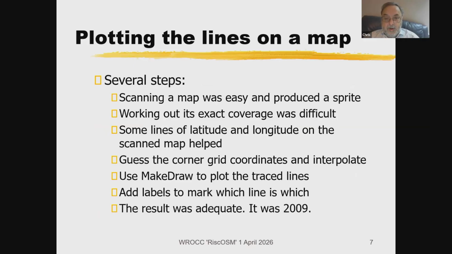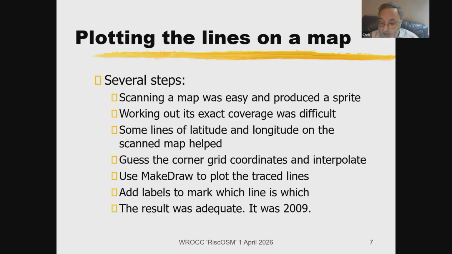So scanning these less detailed maps was easy, and I got a sprite that was dead easy. But working out where a particular grid reference would fall on it was not quite impossible, but very difficult and quite inaccurate. There were a few lines of latitude and longitude on the scan map, which helped, because I could work out what the grid coordinates were at those particular points. And the way I did it was to guess the grid coordinates at the corner, interpolate, see whether it looked any good, and then keep guessing.